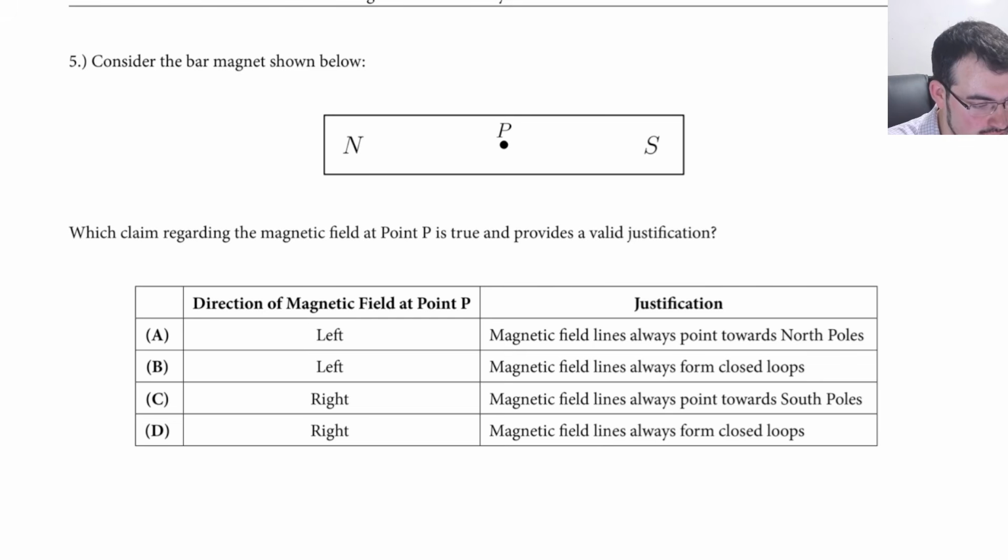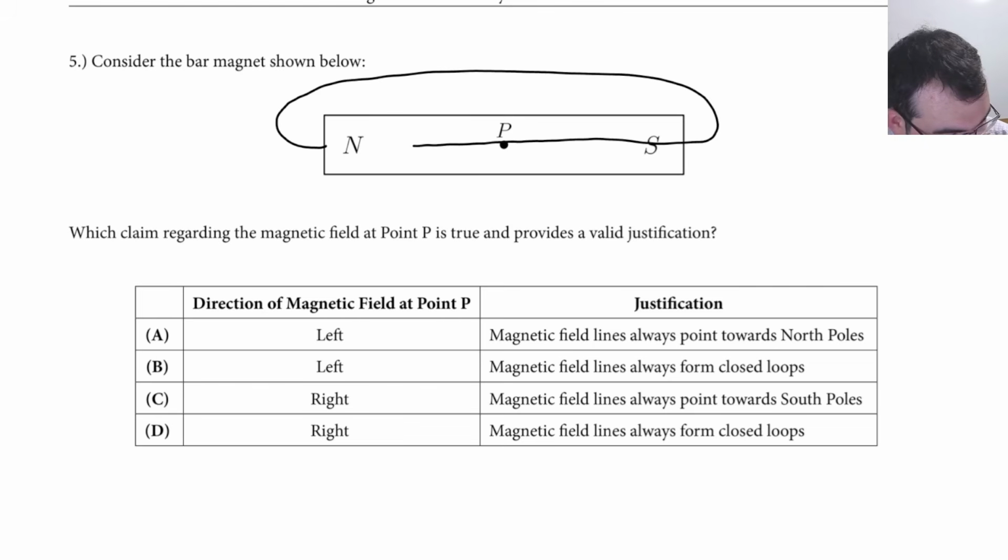Consider the bar magnet shown below. What is true about the magnetic field at point P with justification? So what do we know about magnetic fields? The fundamental rule is that magnetic fields form closed loops. And we know that outside a bar magnet, north poles are sources. So to form a closed loop, I have to be to the left inside the bar magnet. And the justification is nonsense, the other one, right? So the fundamental property of magnetic fields is that these field lines have to form closed loops no matter what. So left is our answer.